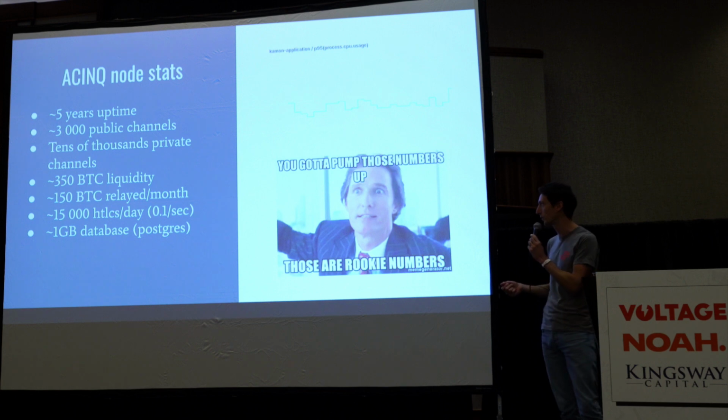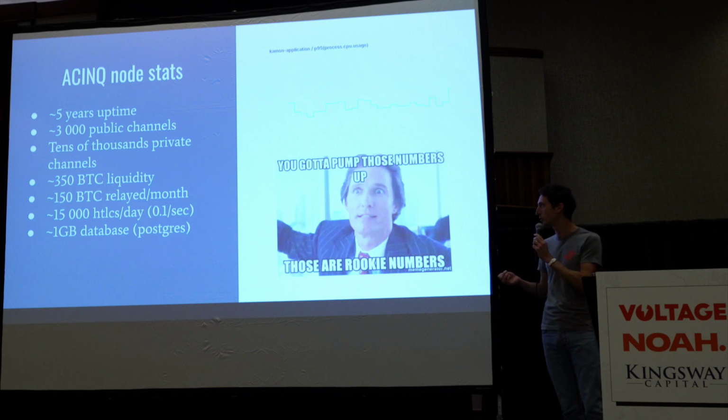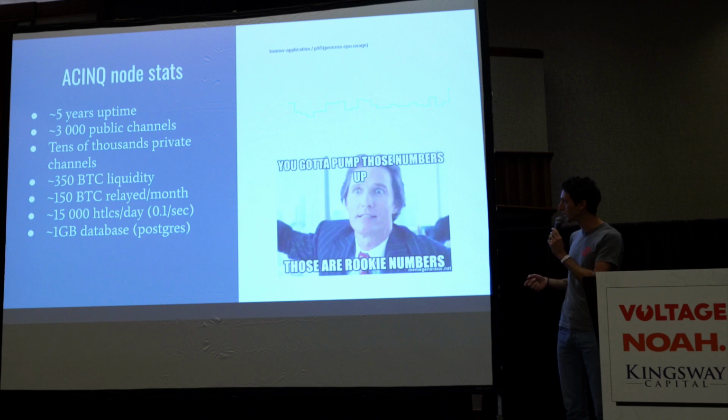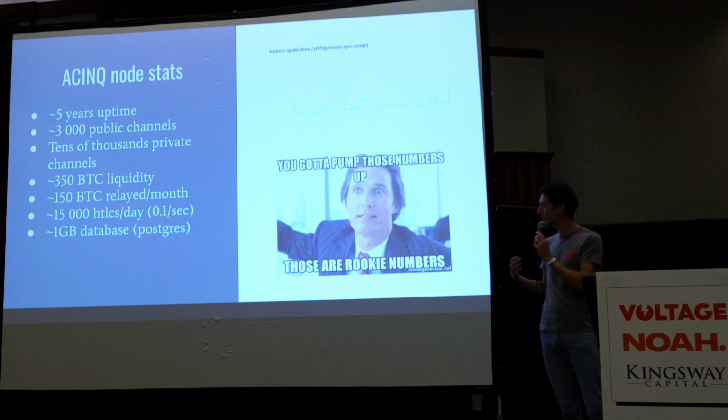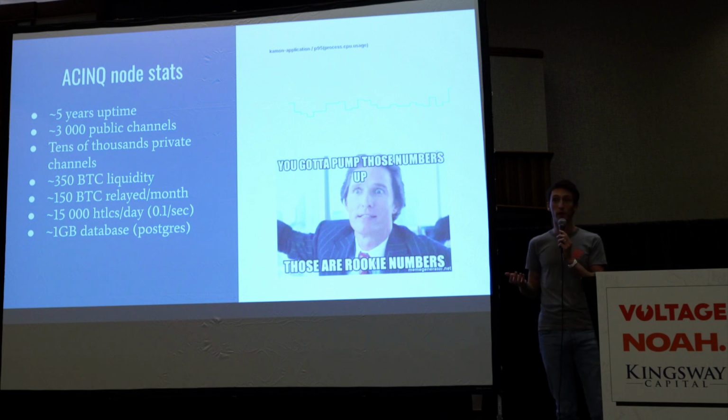We have a bit more than 3,000 public channels and tens of thousands of private channels, mostly with wallets, but also with other peers. We have around 350 Bitcoin liquidity. And what's more interesting from the scaling point of view is how many Bitcoin we relay per month and how many HTLCs we relay per day. As you see, this is quite low, to be honest. We are only relaying 0.1 HTLC per second.